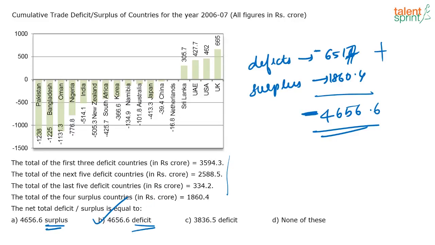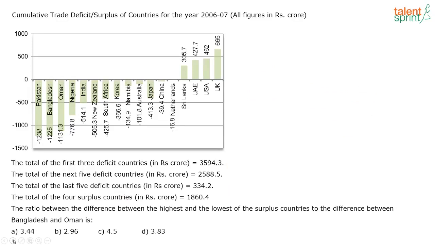Mark the answer as option B. Let's look at the next one. The ratio between the difference between the highest and the lowest of the surplus countries to the difference between Bangladesh and Oman is dash. So you have to find the ratio here. Try this and tell me the answer.